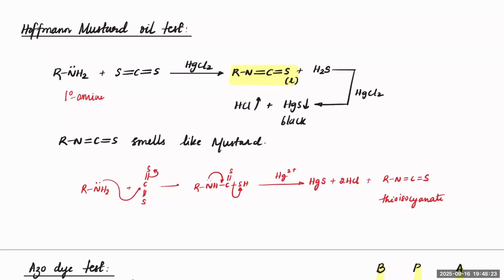Okay, 1 degree amine, when you react with CS2 in the presence of HgCl2, correct? The nitrogen will attack on carbon. You will get NC double bond CS2, and then this sulfur will slowly start losing as H2S. And this H2S will react with HgCl2 and convert into HgS, black. Clear?